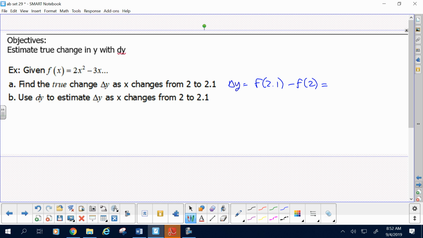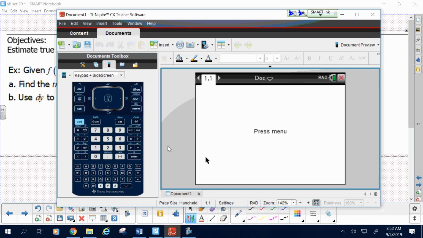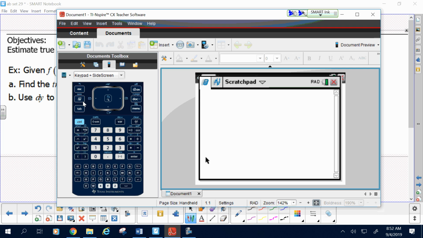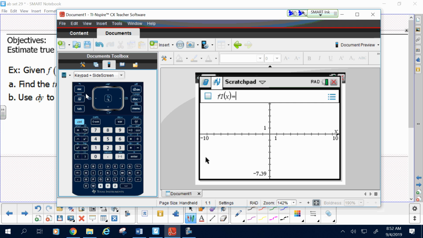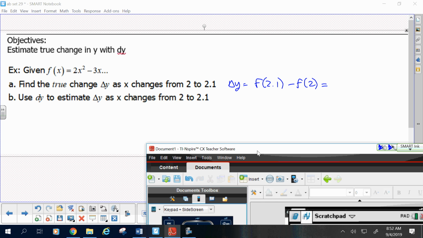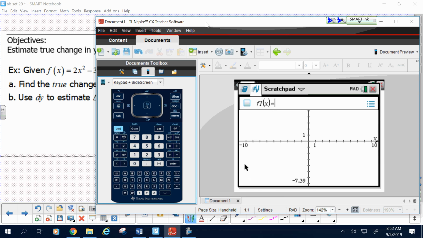You think it's worth defining the function in the graphing menu, or not? Nah, just type it in the way it is. Type it in. Tough call. I'm going to define it just because I'm a contradictory kind of guy. What was the equation? 2x squared minus 3x.